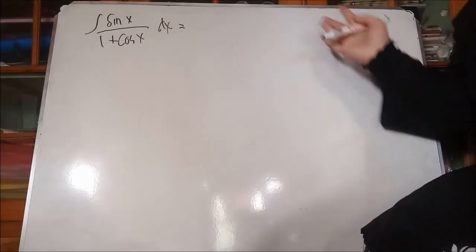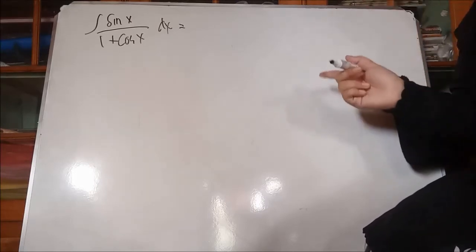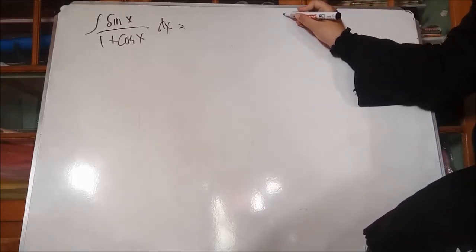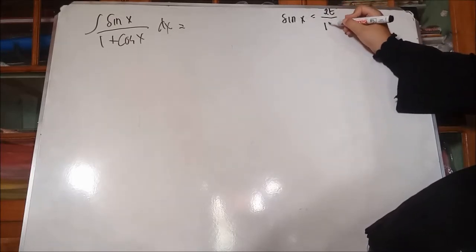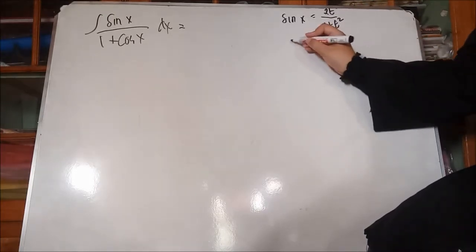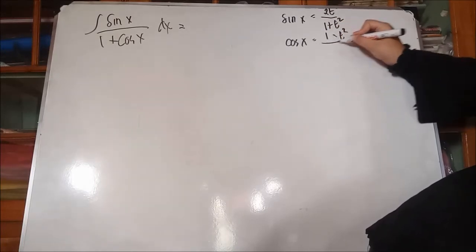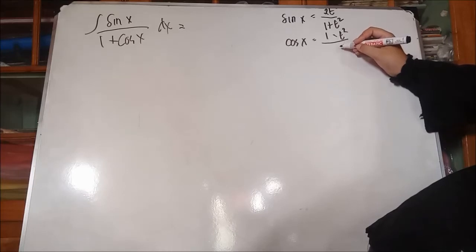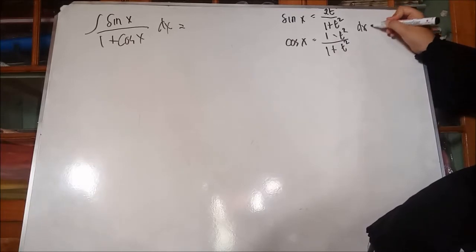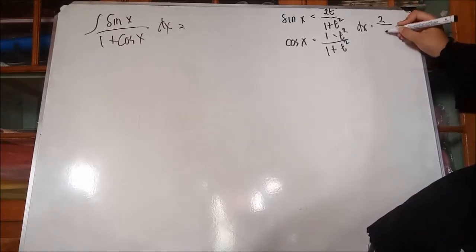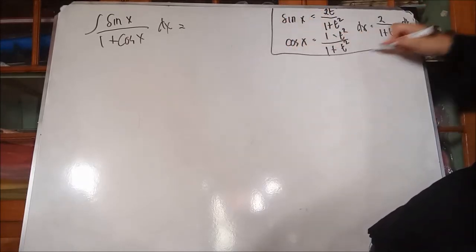Okay, let's see here. This is about the substitution t equal to tangent x over 2. You must remember the formulas. Sine x is equal to 2t over 1 plus t squared. Cosine x is equal to 1 minus t squared over 1 plus t squared. And dx is equal to 2 over 1 plus t squared dt. So you must remember these three formulas.